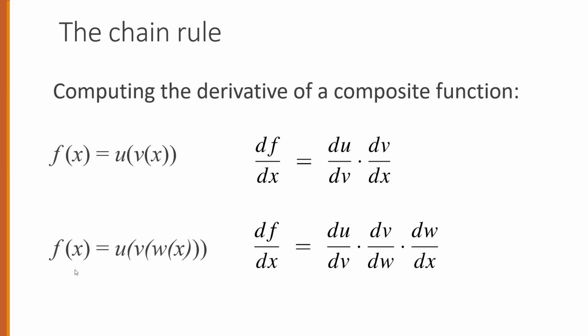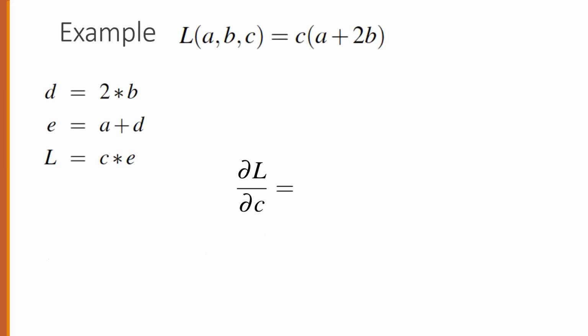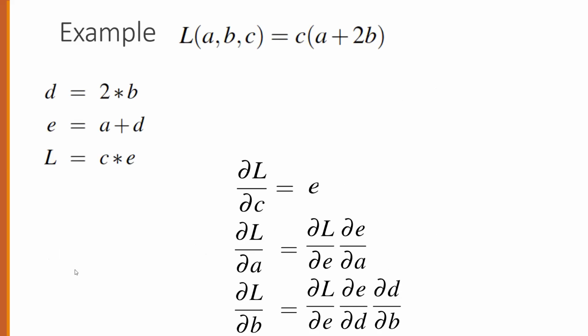The chain rule extends to more than two functions. If computing the derivative of a composite function f(x) is equal to u(v(w(x))), the derivative is du/dv · dv/dw · dw/dx. Let's now compute the three derivatives we need. Since in the computational graph L is equal to C·E, we can directly compute the derivative dL/dC. It will be E. For the other two, we'll need to use the chain rule.